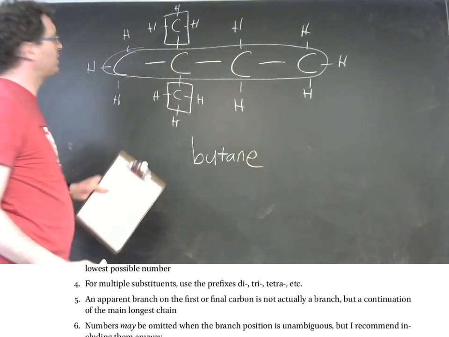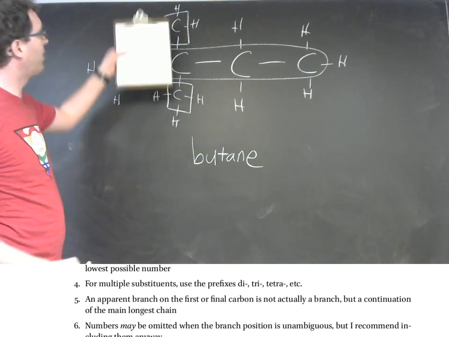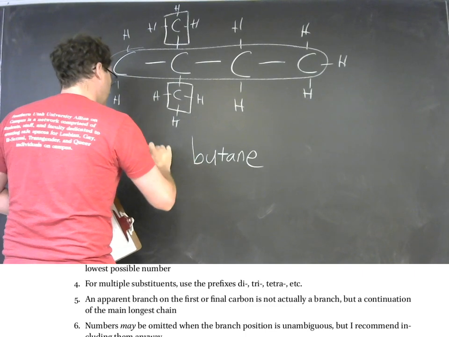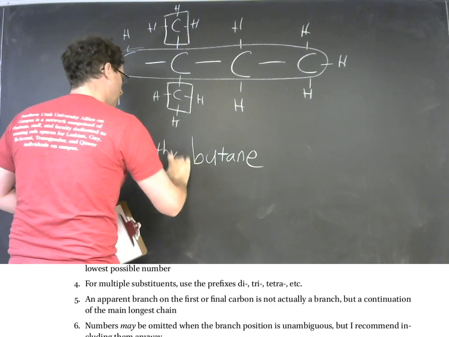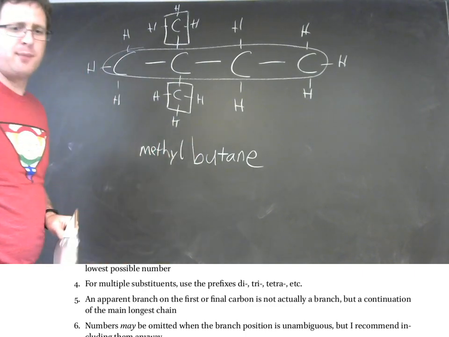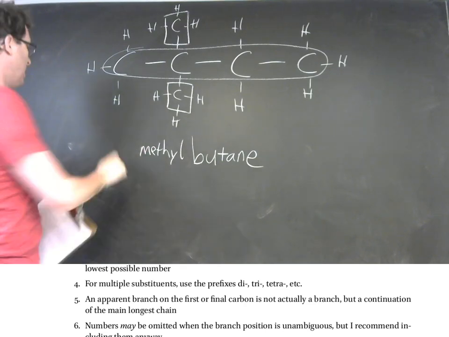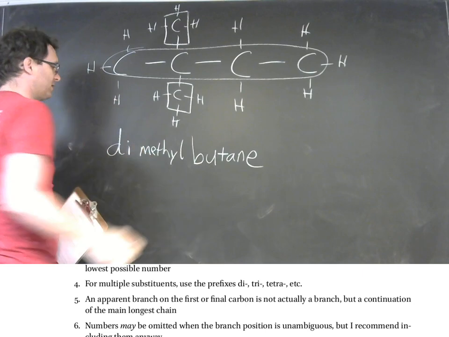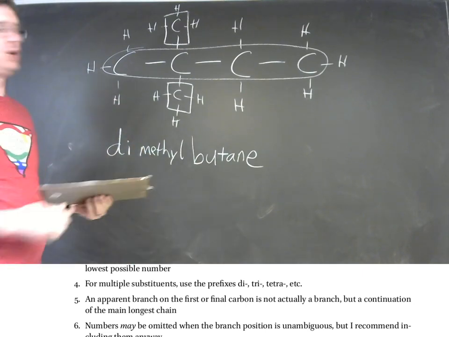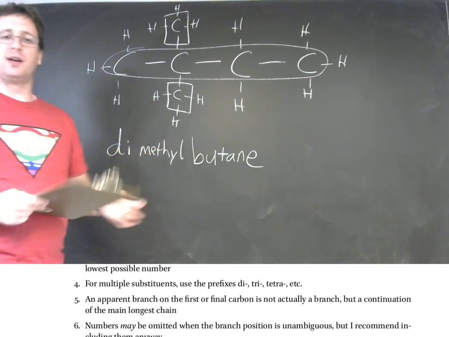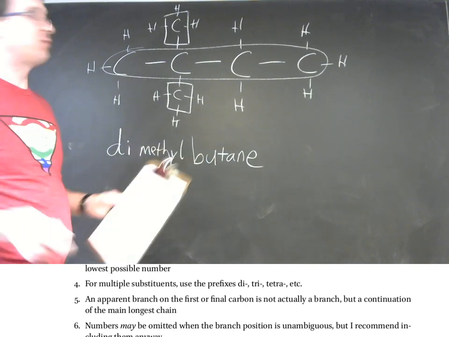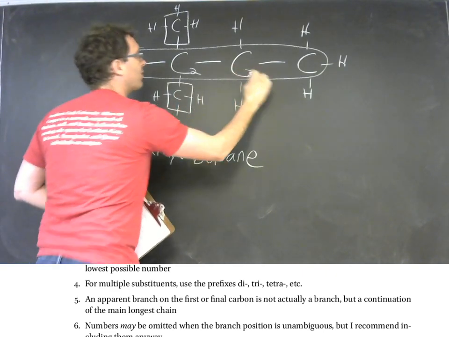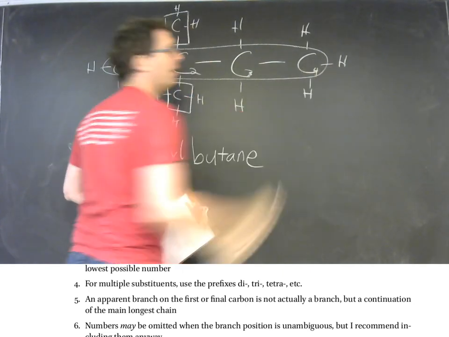And then what sort of branches do we have? Well, they're both methyl groups, so it's a methyl butane. But the fact that there are 2 of them, I'm going to use that di prefix to say I have 2 methyl groups. Dimethyl butane. Now, where are those methyl groups located? This is carbon 1, carbon 2, carbon 3, and carbon 4.